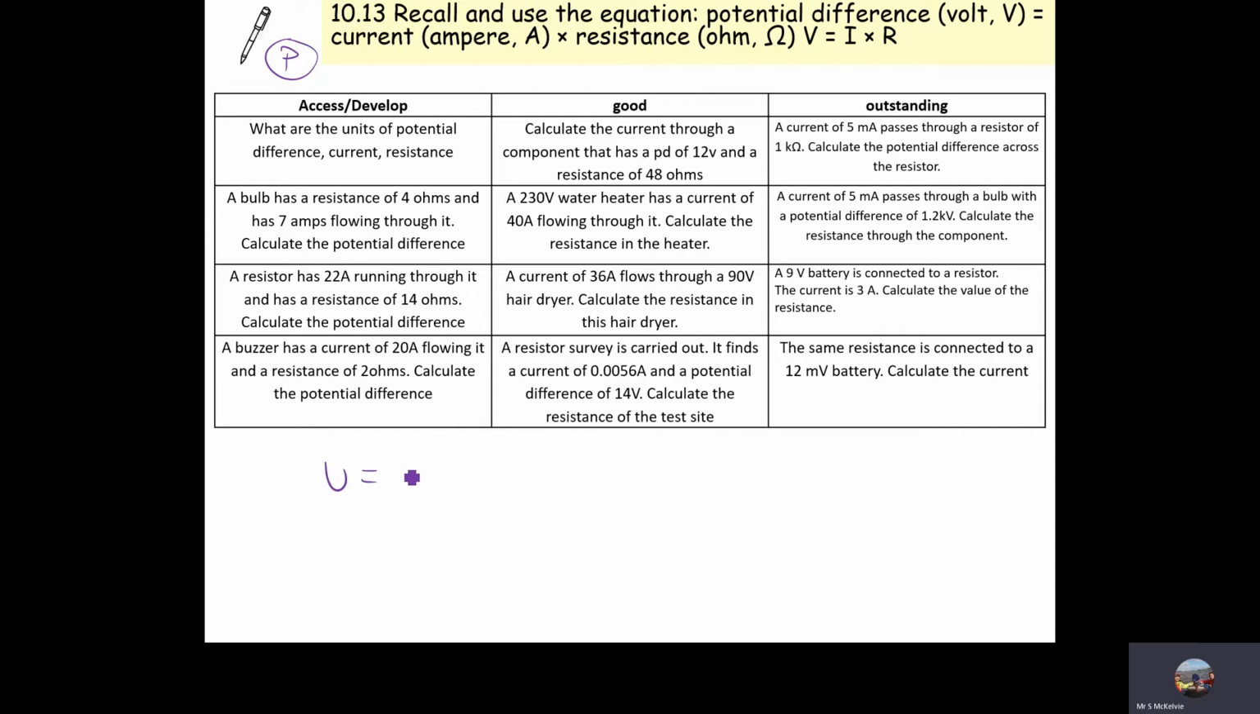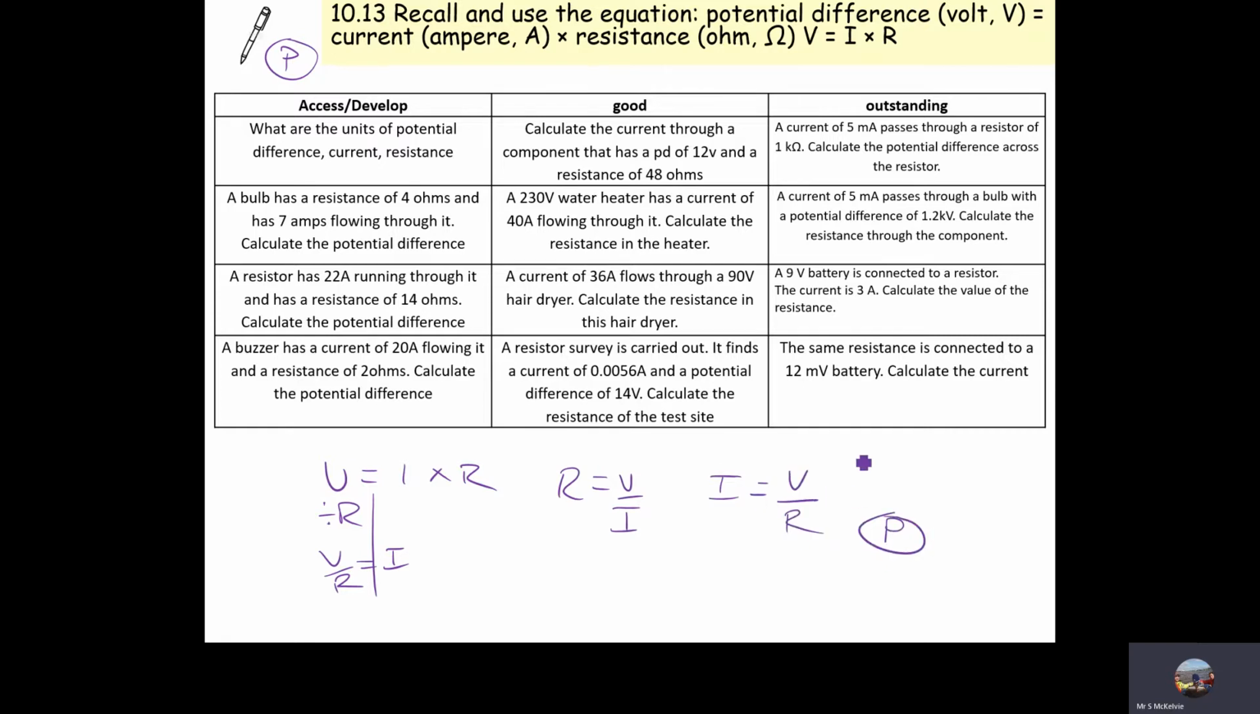If you want the rearranged equations, V is equal to I times R. If I want to change the subject for I, divide across by R. So V over R equals I. If I want to do it for R, R is equal to V over I. And I'll write this one up here for you as well, just so it's nice and clear.